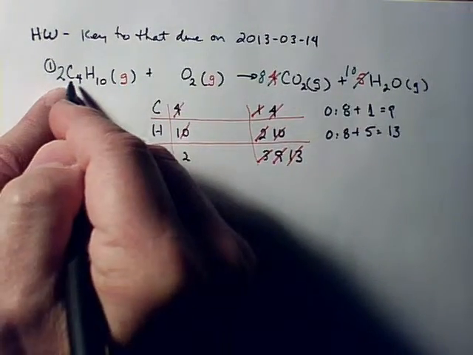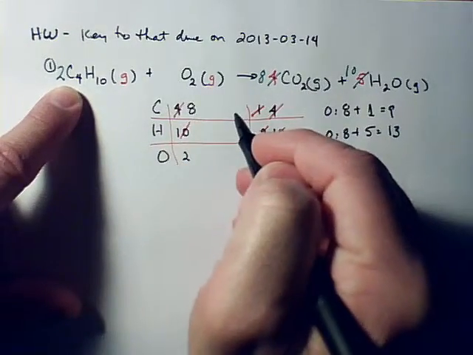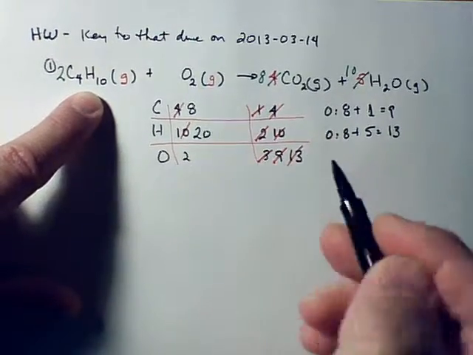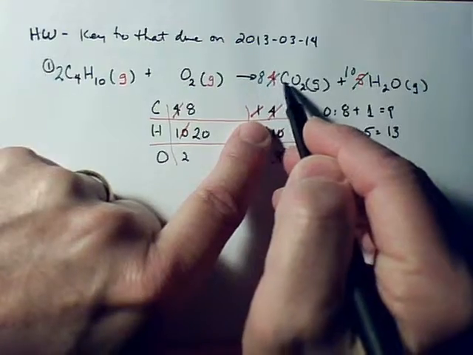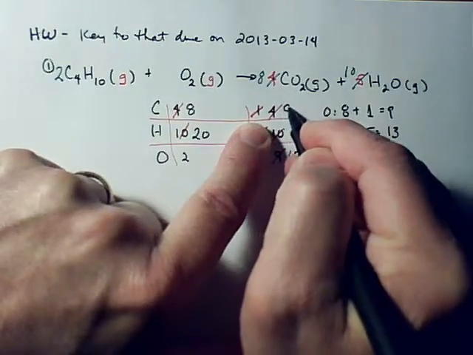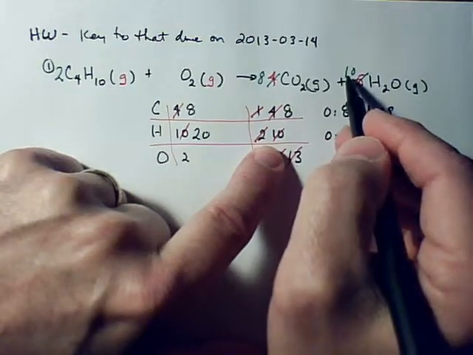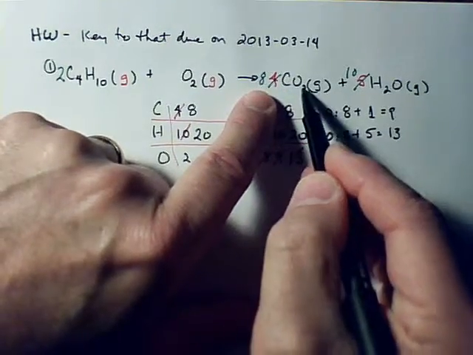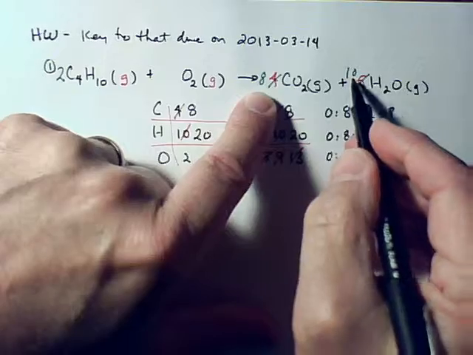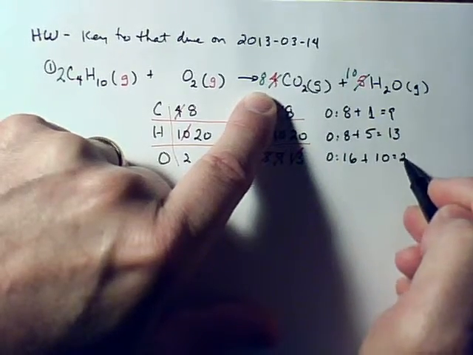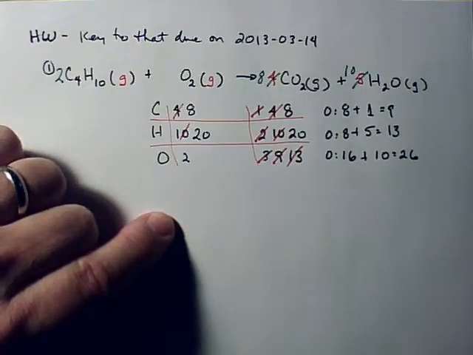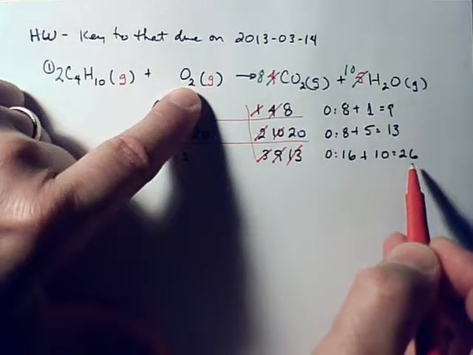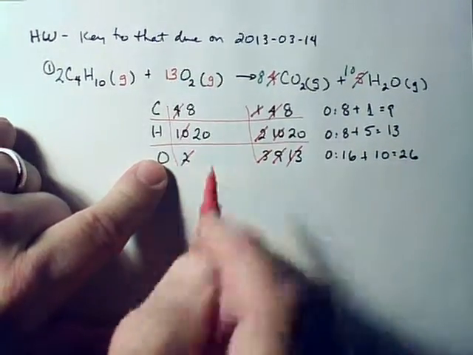Alright, so now I have 2 times 4, or 8 carbons. I have 2 times 10, or 20 hydrogens on this side. On the other side, I've got 8 times 1, or 8 carbons. The number of hydrogens I have is 10 times 2, that's 20. And so the oxygens, 8 times 2 is 16. 10 times 1 is 10. That's a total of 26 oxygens. So fixing the last coefficient should be fairly easy. What do I need to multiply 2 by to get 26? 13. And that'll give us 26.